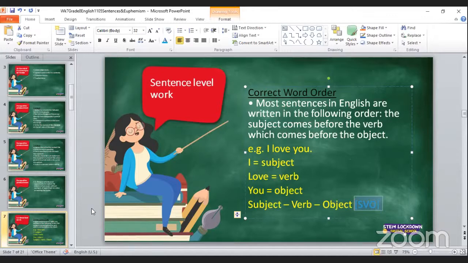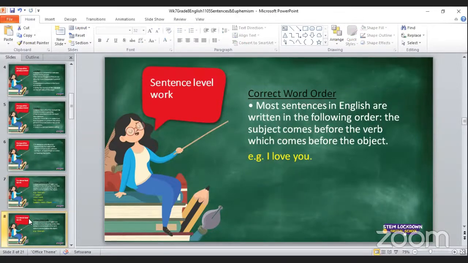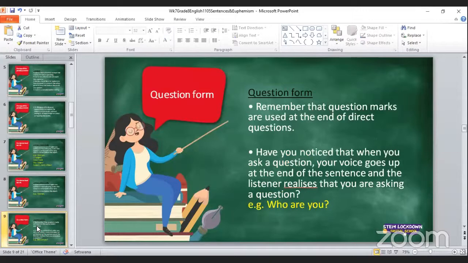If you do not understand, please do not hesitate to ask questions. We are here to help you. Okay, now what is next is question form. In question form, it is about a sentence which is written as a question.